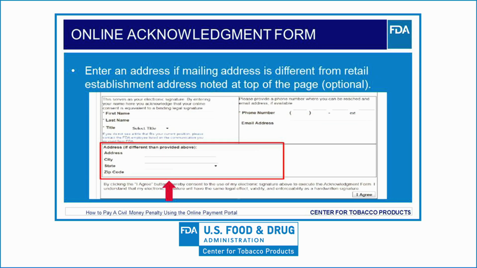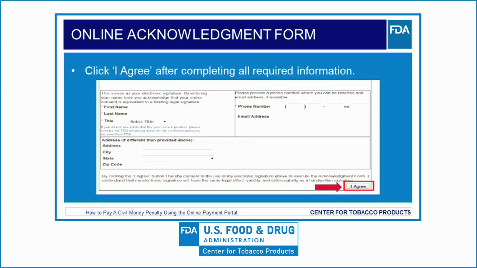You may also enter your address if your mailing address is different from that of the retail establishment noted at the top of the page. These address fields are optional. Once you have completed all required information on the online acknowledgement form, click I agree. By clicking the I agree button, you consent to the use of the electronic signature to execute the acknowledgement form. The electronic signature will have the same legal effect, validity, and enforceability as a handwritten signature.